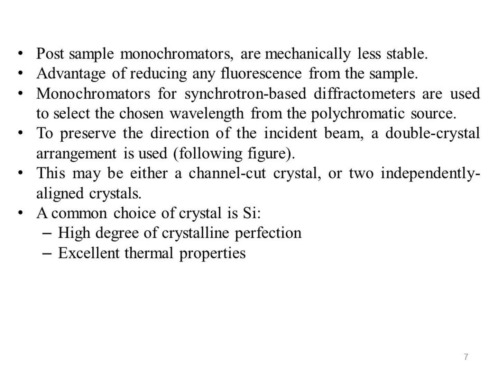Post-sample monochromators, because of the motion of the detector arm, are mechanically less stable, so a less discriminating crystal such as graphite is used. This can only remove K beta but has the additional advantage of reducing any fluorescence from the sample.